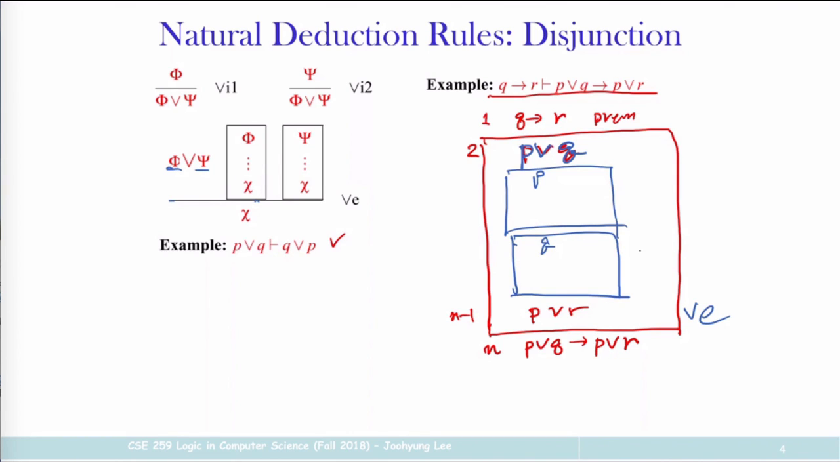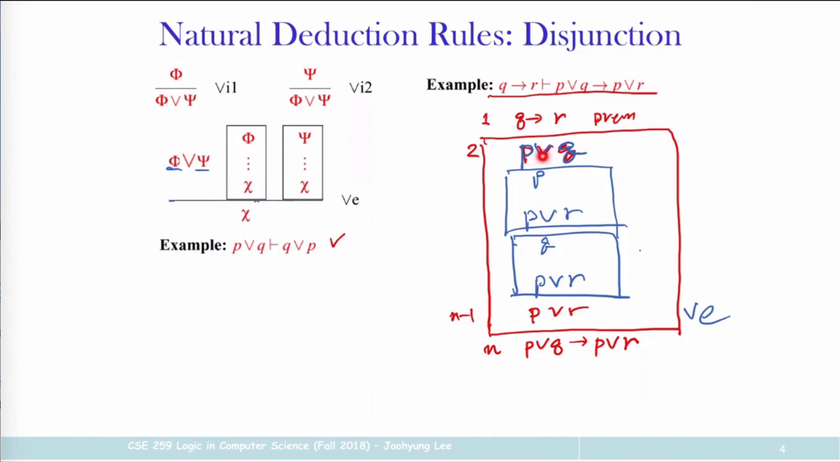It's not R. P or R? Yes, P or R. Because if I can prove, so here this is phi and this is psi. From phi I derive X, and from psi I derive X. And what is this X? That's the P or R.